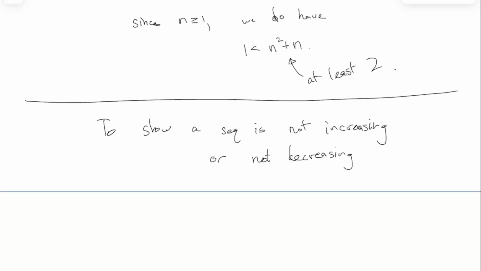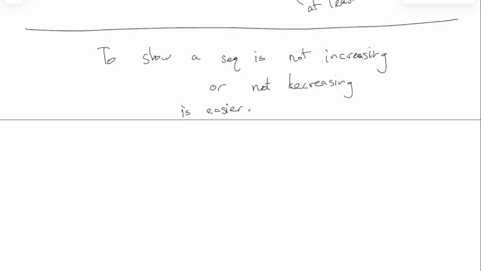These are not opposites of one another, by the way. Not increasing does not mean that it's decreasing. Not increasing means that it just doesn't get bigger every time. It means sometimes it gets smaller, but it doesn't mean it always gets smaller. Anyway, to show that a sequence is not increasing or not decreasing is easier. Let's just try an example like that.